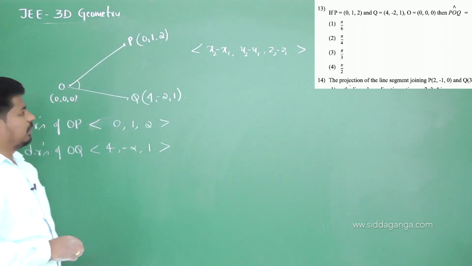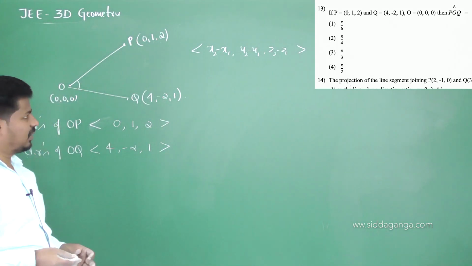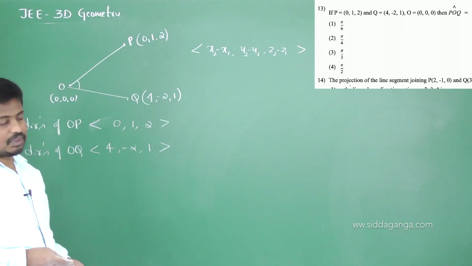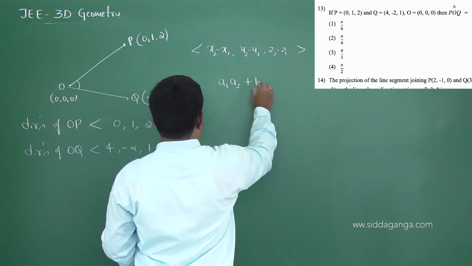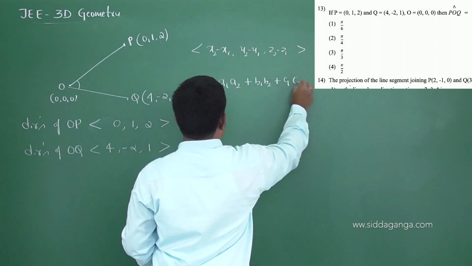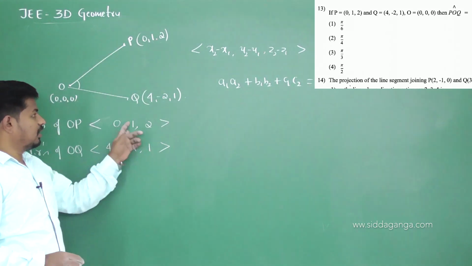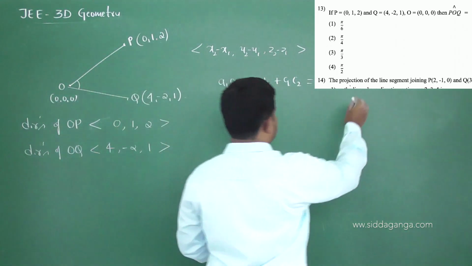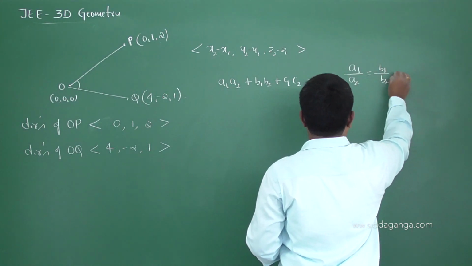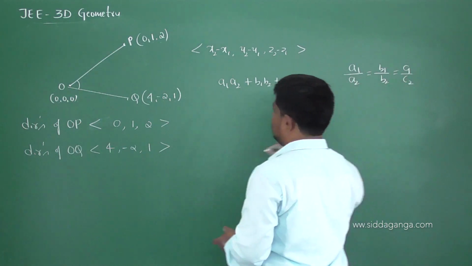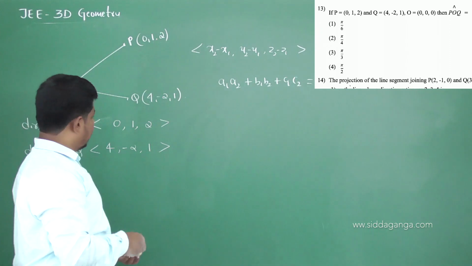Before writing the formula cos theta equals a1 a2 plus b1 b2 plus c1 c2, let us find whether they are perpendicular or parallel. We know that if a1 a2 plus b1 b2 plus c1 c2 becomes 0, then we say these two lines are perpendicular. Or when the ratios are proportional, a1 by a2 equal to b1 by b2 equal to c1 by c2, we say these two lines are parallel. The angle might be 0 between them.